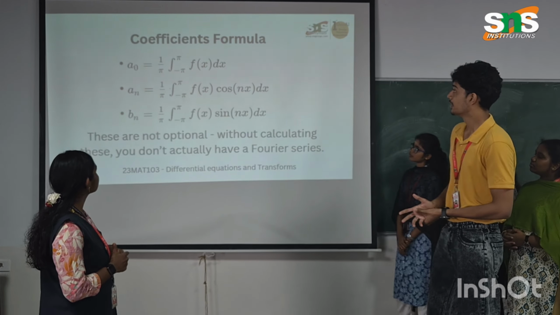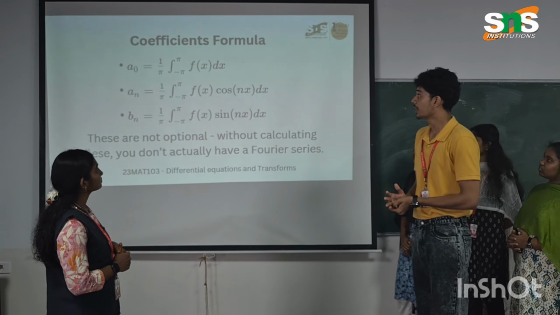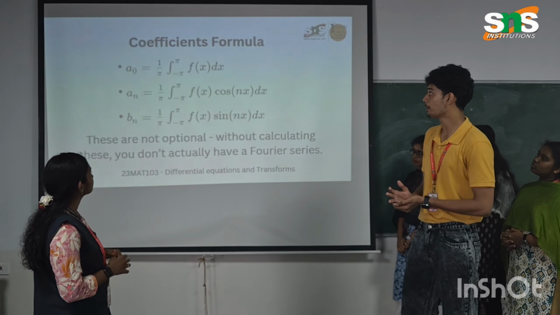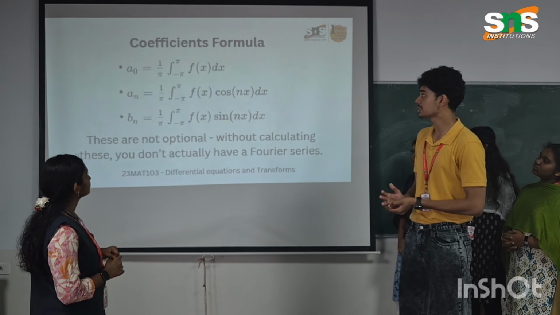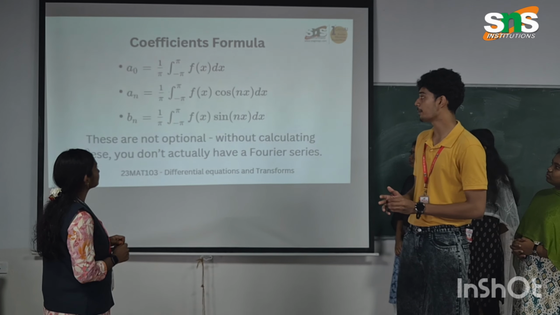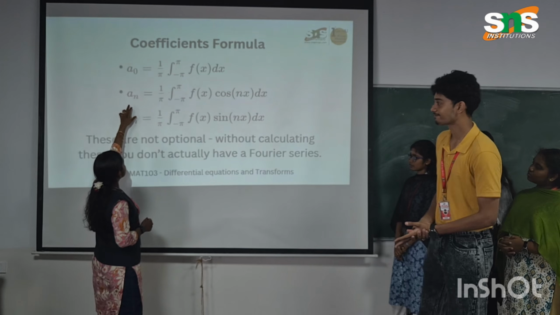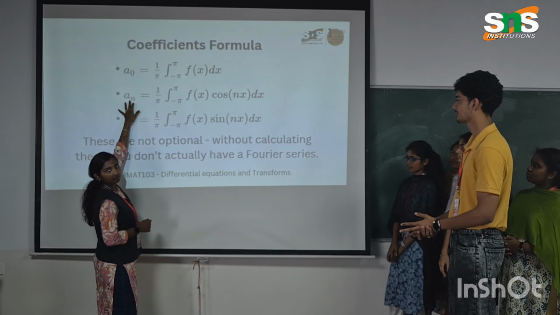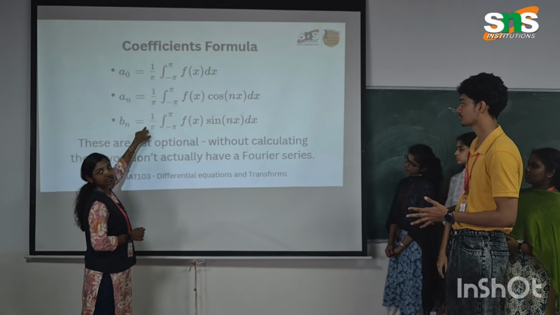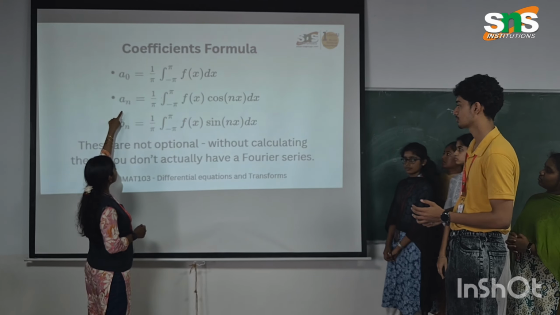Next slide. Next comes the coefficient formula. a naught is equal to 1 by pi integral minus pi to pi f(x) dx. a n is equal to 1 by pi integral minus pi to pi f(x) cos nx dx. b n is equal to 1 by pi integral minus pi to pi f(x) sin nx dx. Here, this is called the sine wave, and this is called the cosine wave. So here the frequency components are split up into a naught, a n and b n.